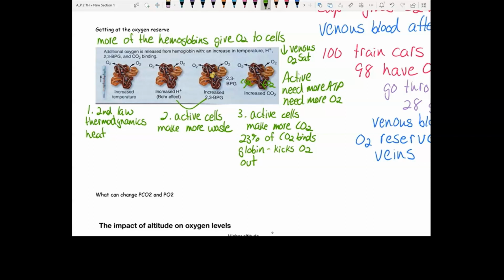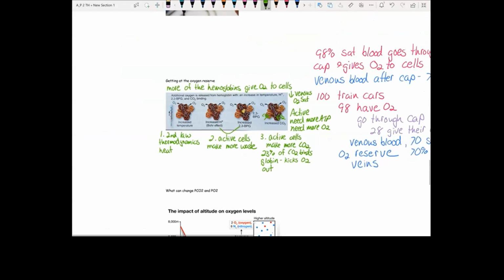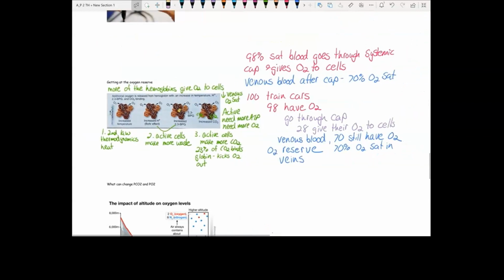Hemoglobin can hold either oxygen or carbon dioxide, but not both at the same time. So if carbon dioxide goes in, oxygen gets kicked out. Okay, so there is the oxygen and carbon dioxide, mainly the oxygen, in your blood as it's leaving your lungs and as it's leaving your cells, and how your cells can get more oxygen when they need it.